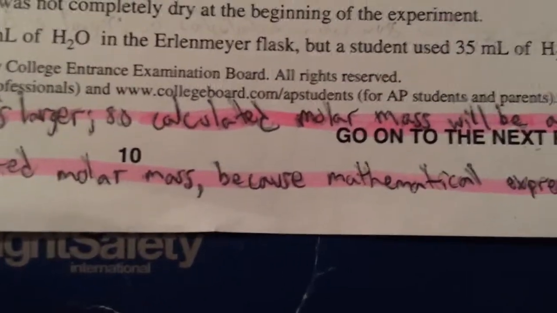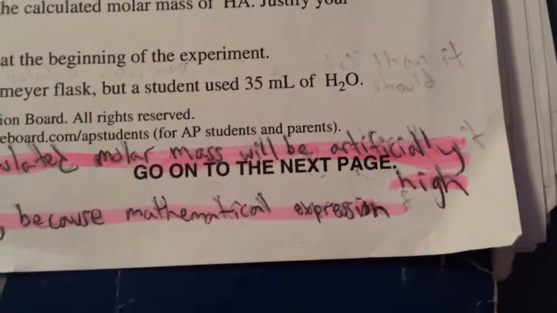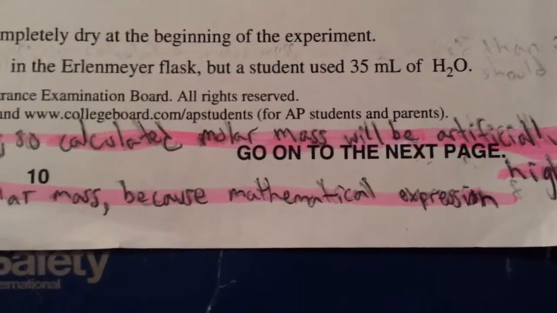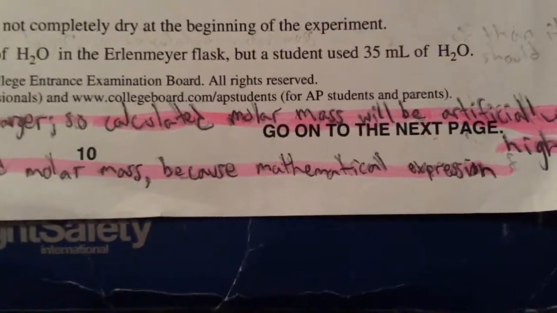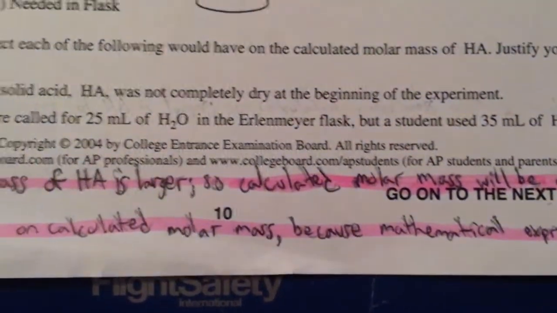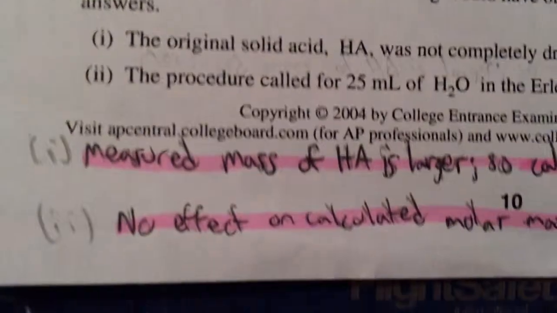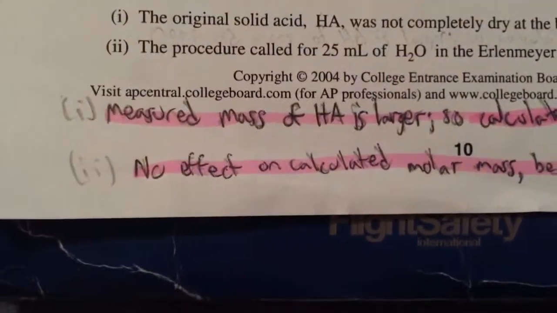This will result in the calculated molar mass being artificially high because the numerator has the mass of HA, which would be larger than normal, but the moles of HA would remain the same. Therefore, the overall molar mass of HA would increase, making it artificially large.